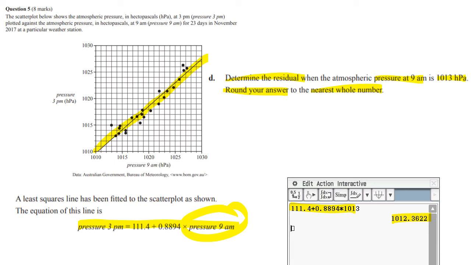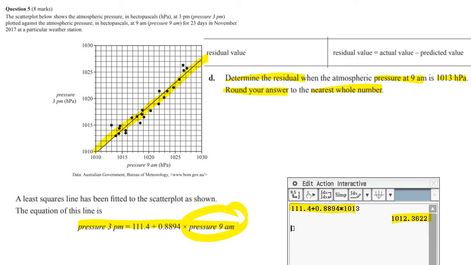So if we use the formula, remember, which is actual minus predicted, the actual was 1013, and we subtract the predicted 1012, that gets us a whopping 1 hectopascal. And you could have seen that just right from the graph, because remember, this graph is also the prediction line, so that's 1013 there. And if you read it up across, it pretty much is 1012, and you can see the difference is 1. And that's how you answer that question.